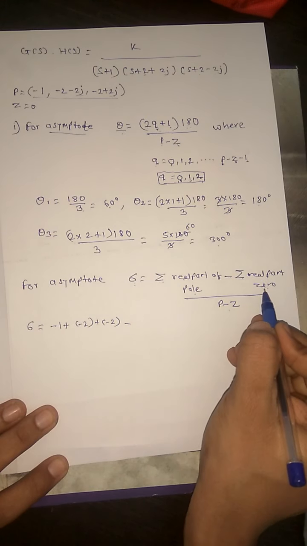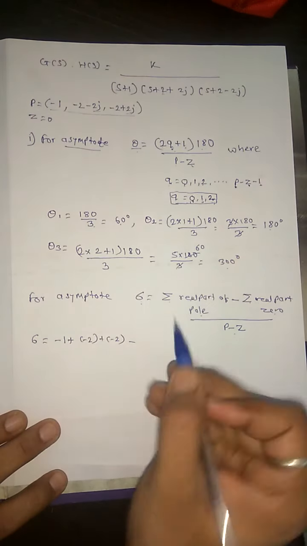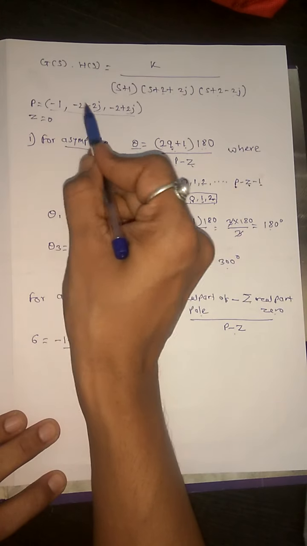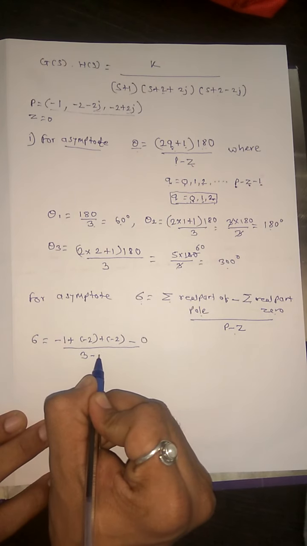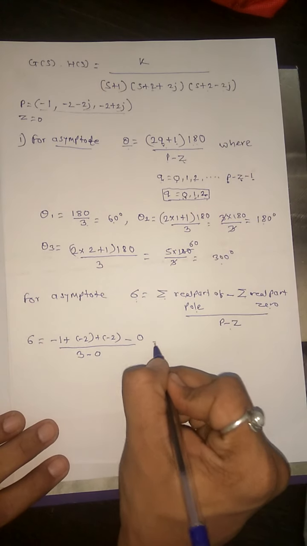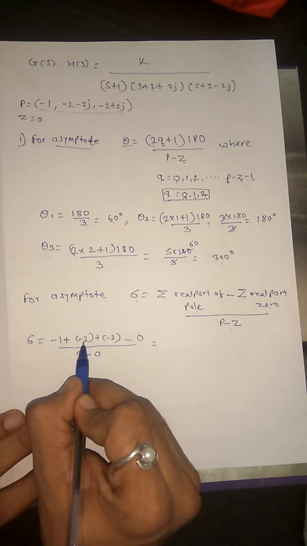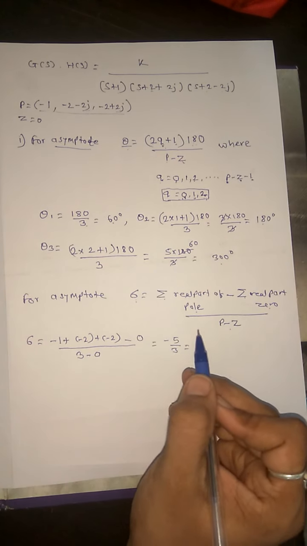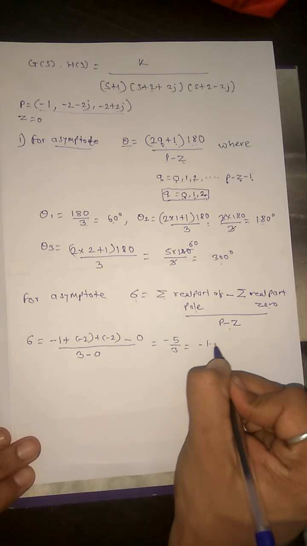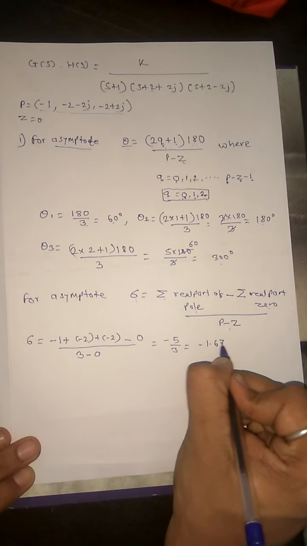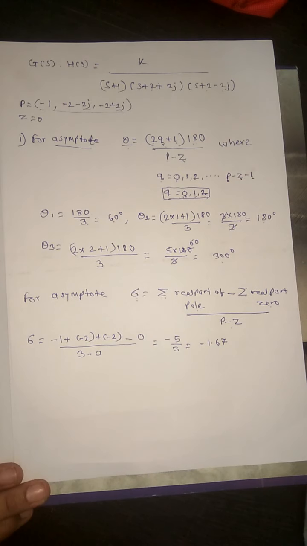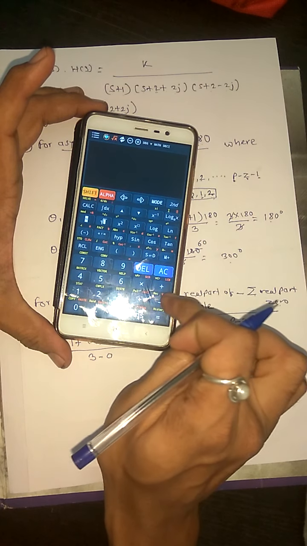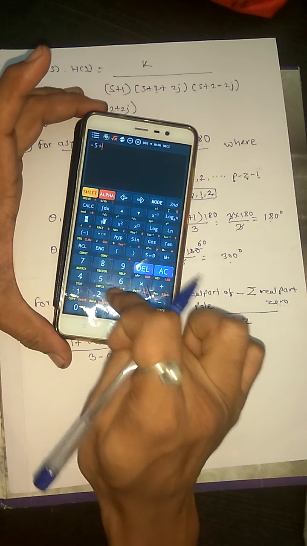Minus the summation of the real parts of the zeros. We don't have any zeros here, so 0, divided by P minus Z. P is 3, and we don't have any zeros, so sigma equals minus 1, minus 2, minus 2, which is minus 5, divided by 3. It comes out to be minus 1.666, or 1.67. Okay. Minus 5 by 3.